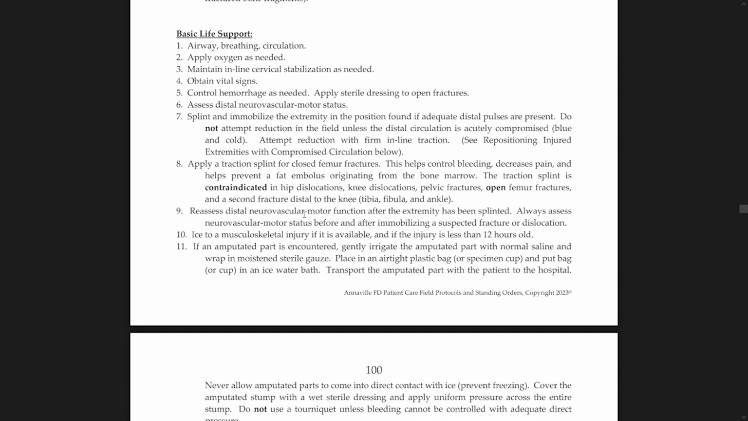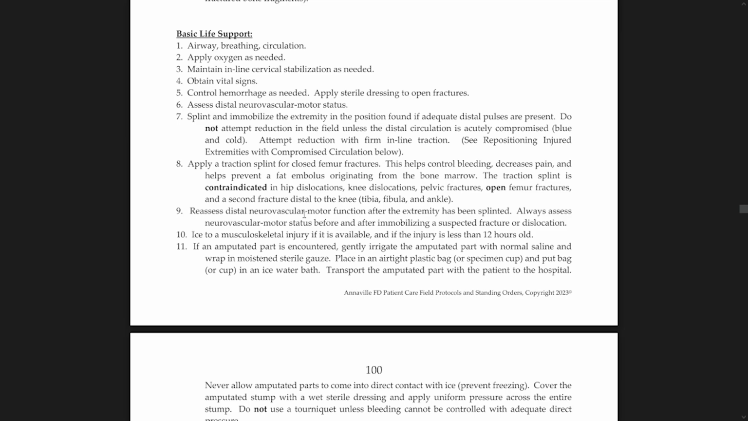Reassess distal neurovascular motor function after the extremity has been splinted. Always assess neurovascular motor status before and after immobilizing a suspected fracture or dislocation. You want to apply ice to a musculoskeletal injury if it is available and if the injury is less than 12 hours old.